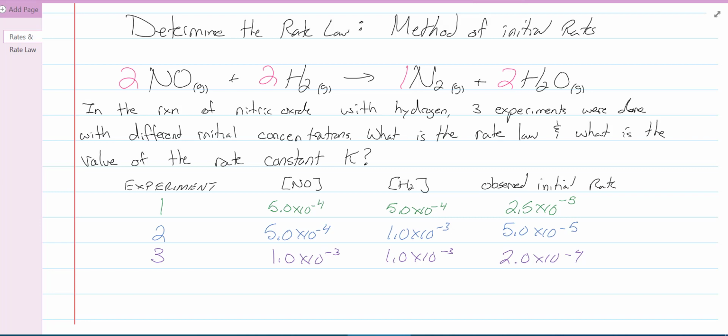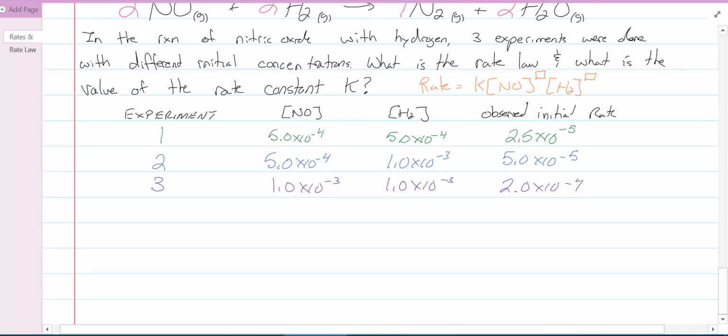And the rate law, of course, is going to be in the form of rate equals k, concentration of NO to some power, concentration of H2 to some power. The best way to do this is compare them in the rate law. So I'm going to take experiment 1 over experiment 2. Again, the rate is 2.5 times 10 to the negative 5, and the units would be molarity per second.